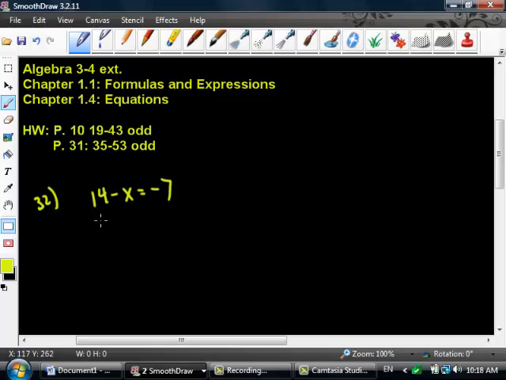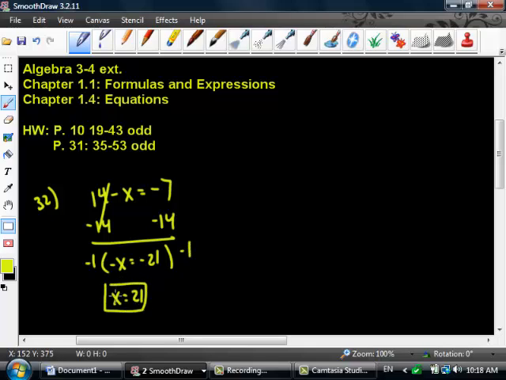So what I'm going to do is I can either add x to both sides or I can subtract 14 from both sides. Either way, I'm going to get the same answer. I'm going to subtract 14, and I'm going to get -x equals -21. Problem is that x isn't by itself yet. There's still that negative hanging out on the outside. So I'm going to multiply both sides by -1, and I get x equals 21.